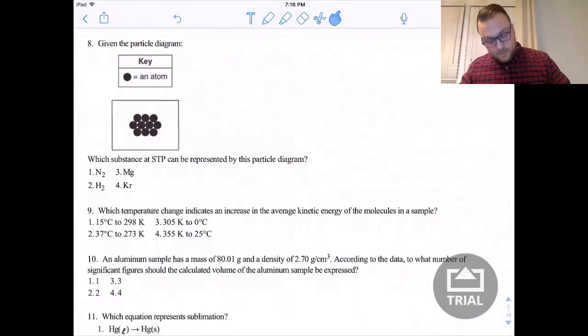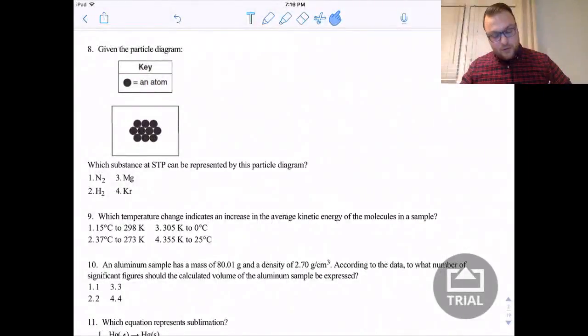I might save 8 for later. 8's an easy question. You just have to look at that particle diagram and determine, okay, that's a solid. You might not know if 1, 2, or 4 are solids at STP, but it's an easier question than it looks.